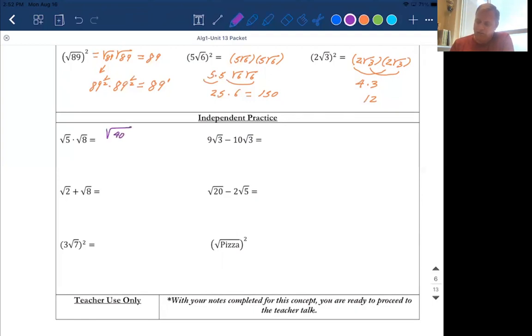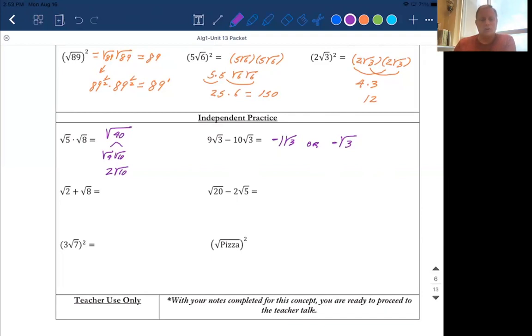All right, first one is the square root of 40. That breaks down into 4 times 10. Final answer, 2 square root of 10. Let's go across. 9 square root of 3 minus 10 square root of 3. Used a lot of 3's in this video. 9 minus 10 is -1. So we could write this as -1 square root of 3, or we could just say it's negative square root of 3.